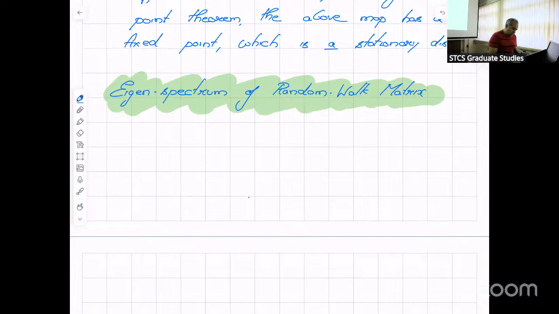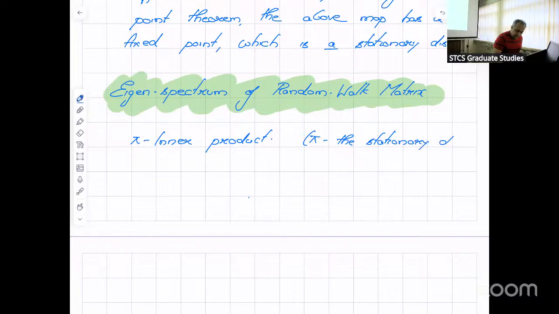So we'll define what is called the pi inner product, the inner product influenced by the stationary distribution. Pi is the stationary distribution of W. Here we are looking at the matrix acting on the right. When we talk about the eigenspectrum, we're going to talk about right eigenvectors and left eigenvectors. Eigenvalues will be the same.